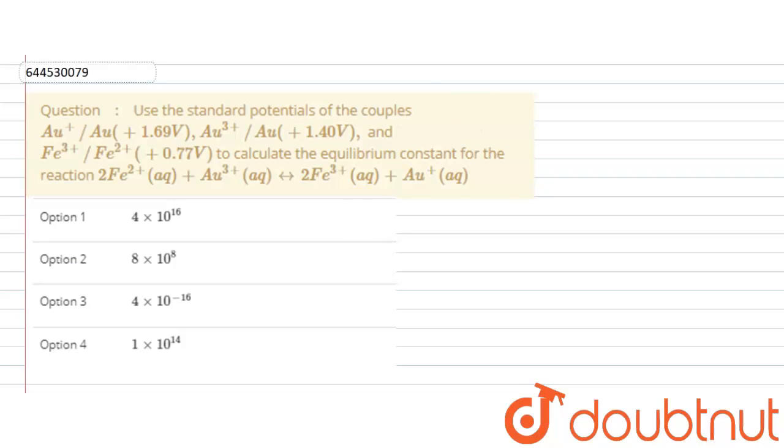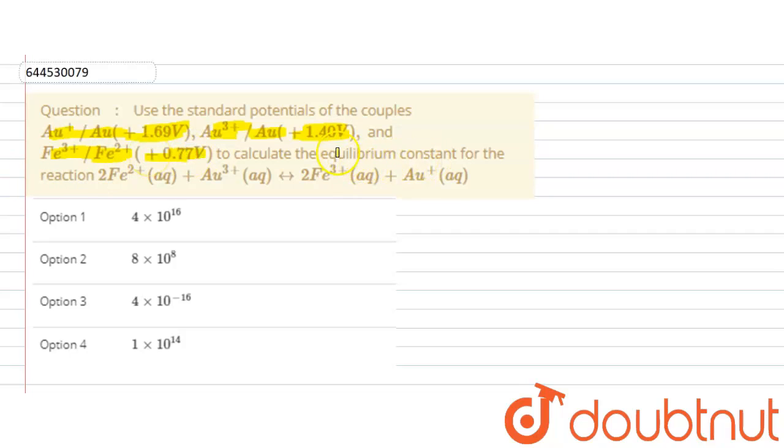In this question, it is given that the standard potentials of various couples are given. Like you can see here, from Au+ to Au, the standard reduction potential is given as +1.69 volt. Then Au3+ to Au, the reduction potential is given as +1.40 volt. And then from Fe3+ to Fe2+, the potential is given as +0.77 volt.